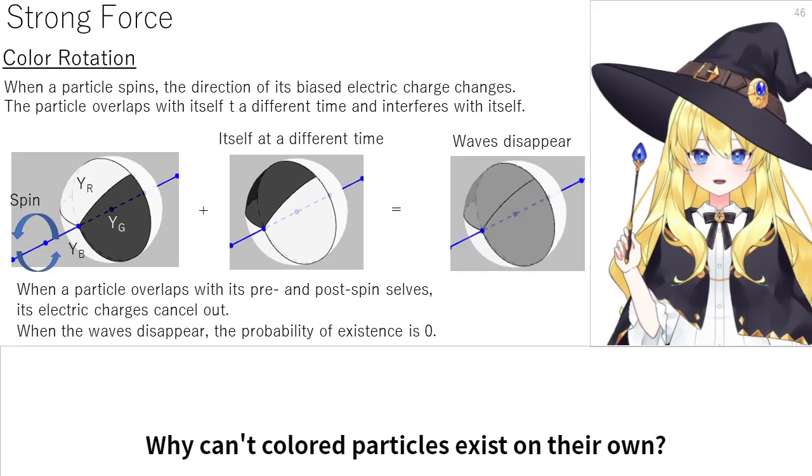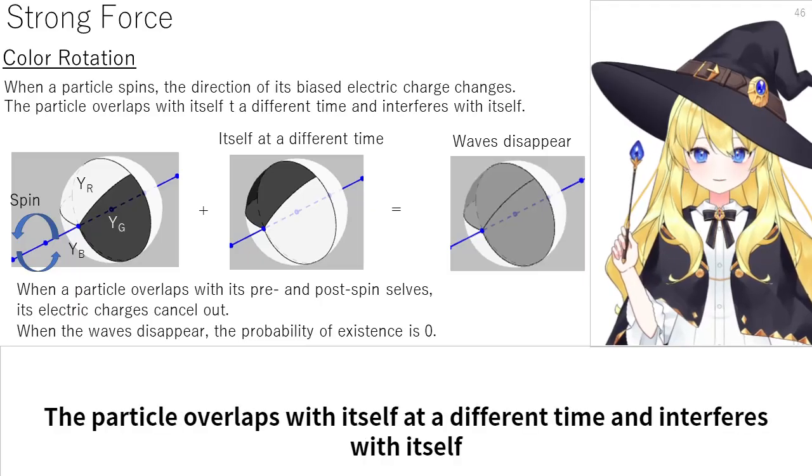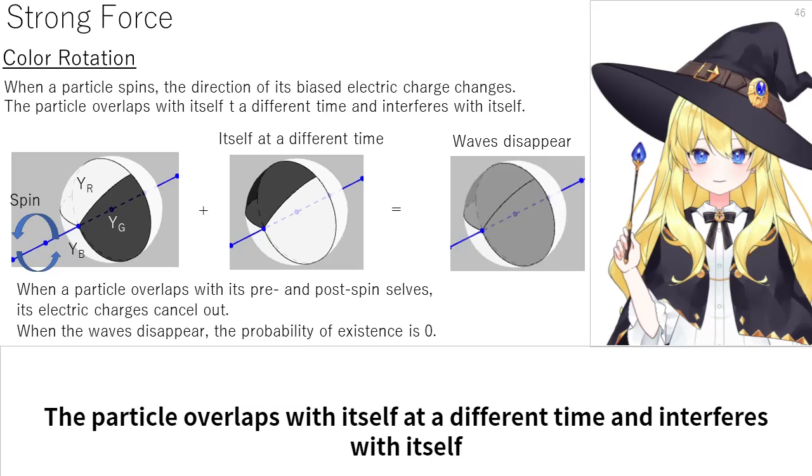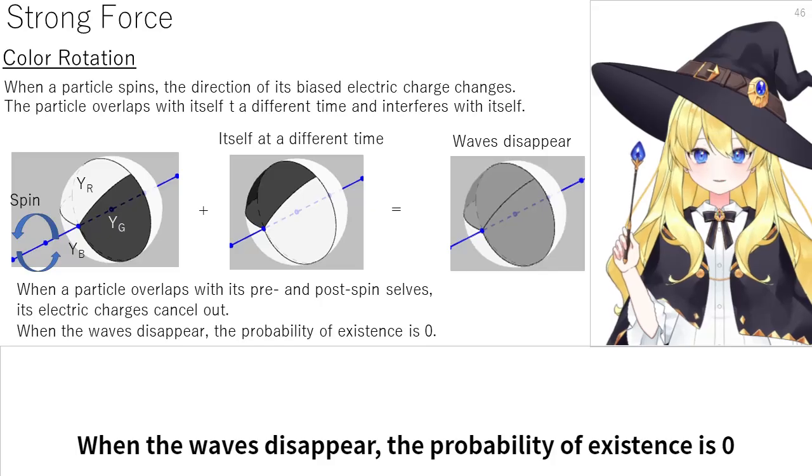Why can't colored particles exist on their own? When a particle spins, the direction of its biased electric charge changes. The particle overlaps with itself at a different time and interferes with itself. When a particle overlaps with its pre- and post-spin selves, its electric charges cancel out. When the waves disappear, the probability of existence is zero.